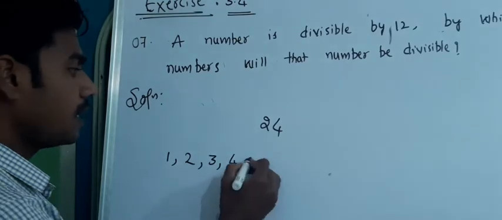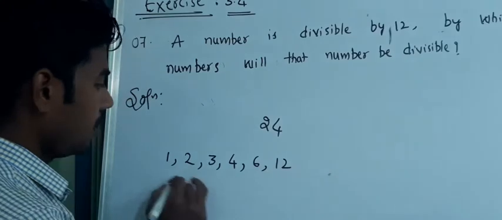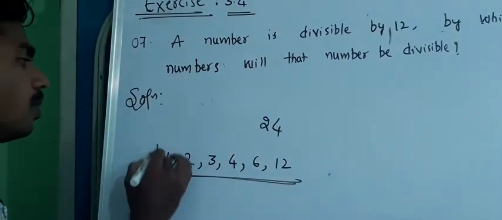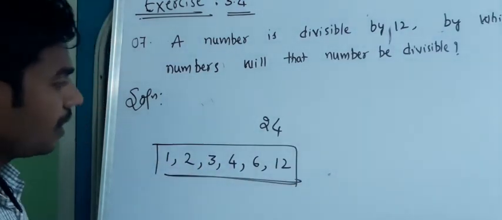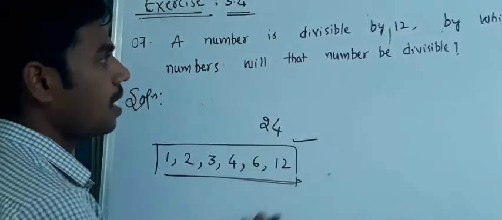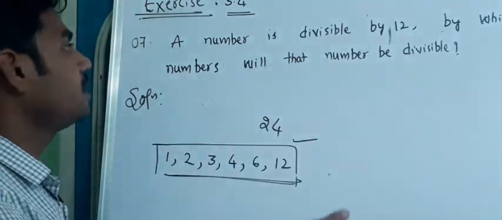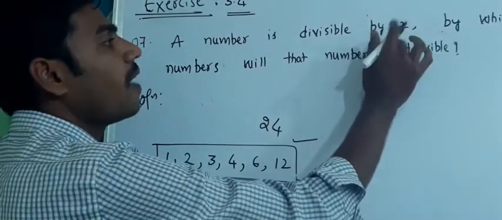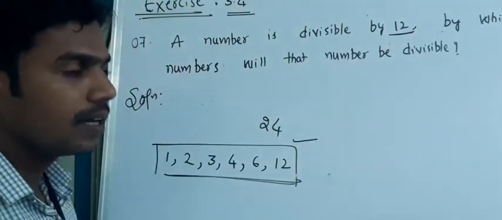Is it divisible by 6? Yes, it is divisible by 6. Is it divisible by 12? Yes. See, if the number is divisible by 12, then it is also divisible by 1, 2, 3, 4, 6 and 12. What are these? These are the factors of 12. Yes or no? So, whenever the question is asked, a number is divisible by a certain number, by which other number will that number be divisible? In that case, we should write the factors of the given number.